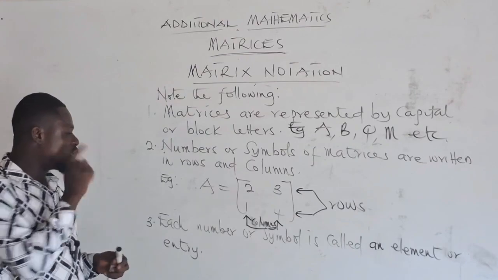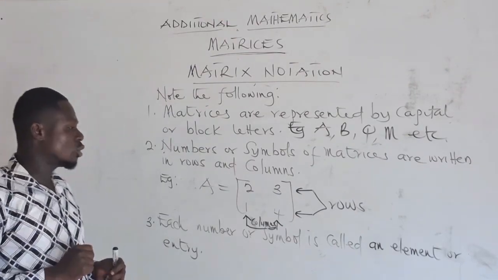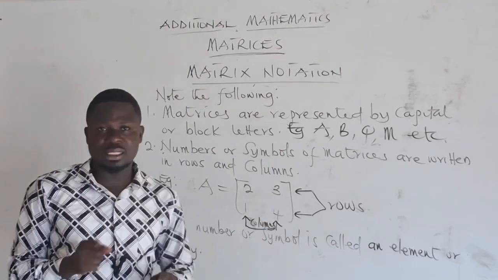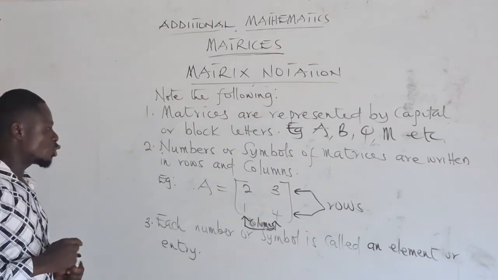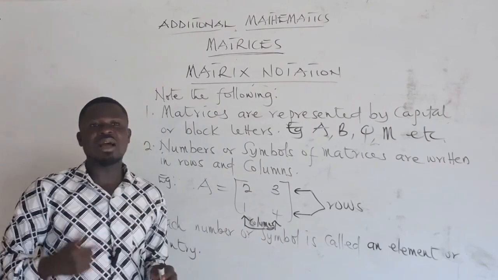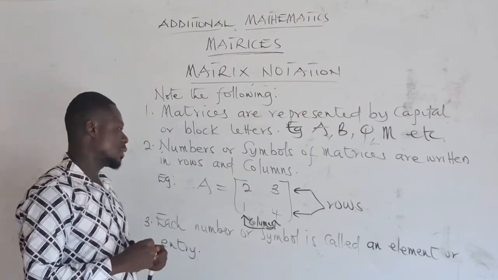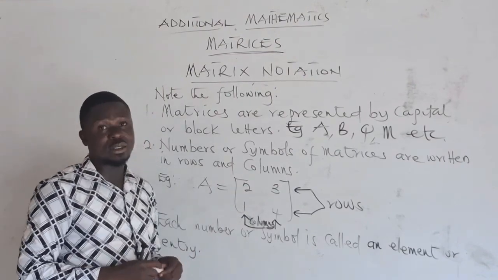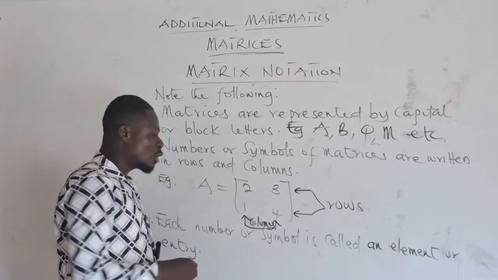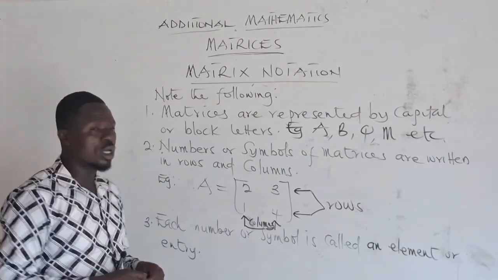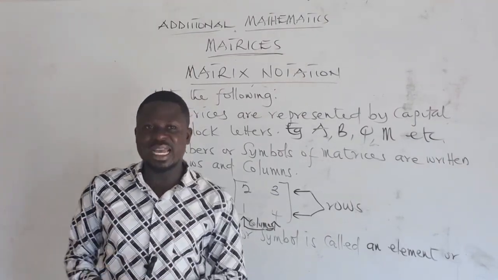3. Each number or symbol is called an element or an entry. So when we pick 2, 2 can be termed an element. 3 is also an element or an entry. 1 is also an element, and 4 is an element or an entry.